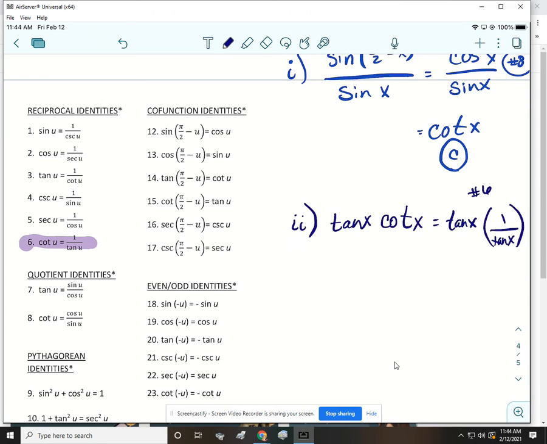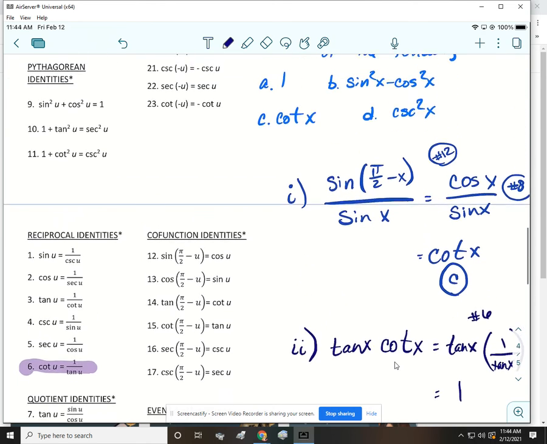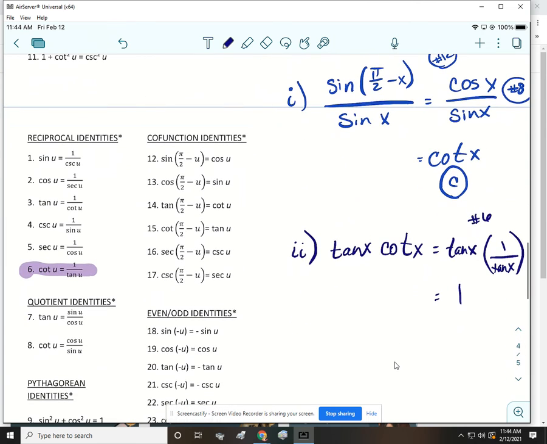All right, then when I multiply those together, I get tangent over tangent, or just 1. And that is an answer choice. That is choice A.